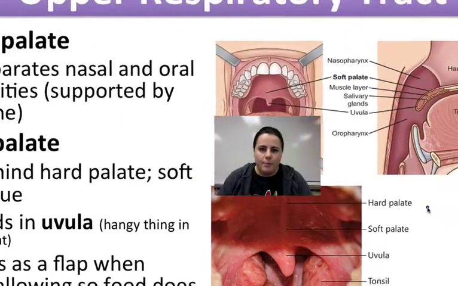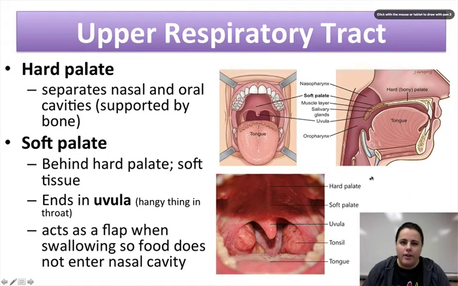The next part of the upper respiratory tract are the palates. You have two, the hard and the soft. The hard palate is the roof of your mouth. If you put your tongue up there, that is your hard palate, and it's hard because it's made mainly from bone, mainly your maxilla bone, and part of another bone called the palatine bone, which we didn't learn about in the skeletal system.